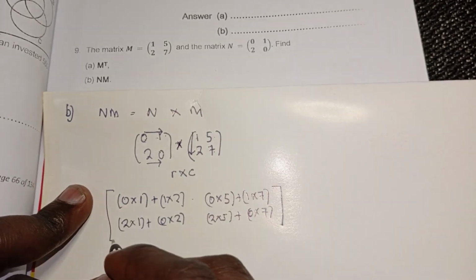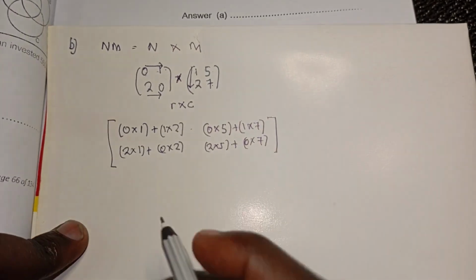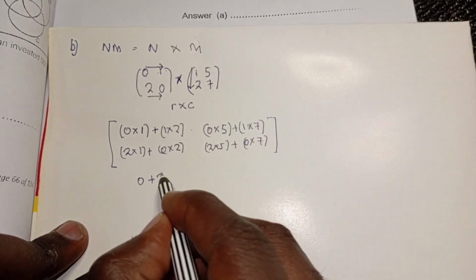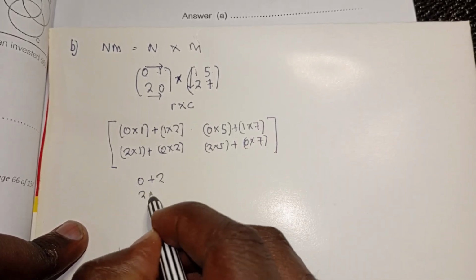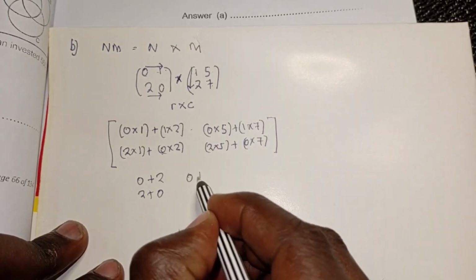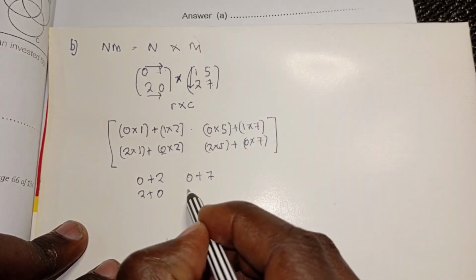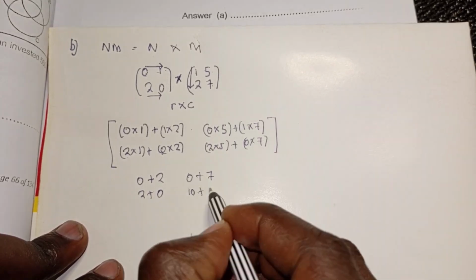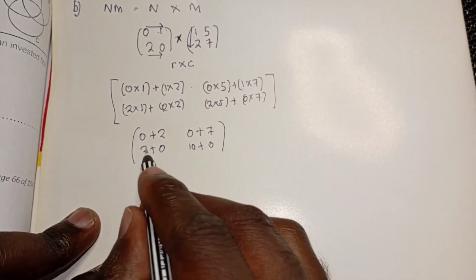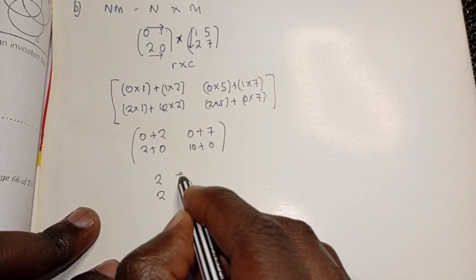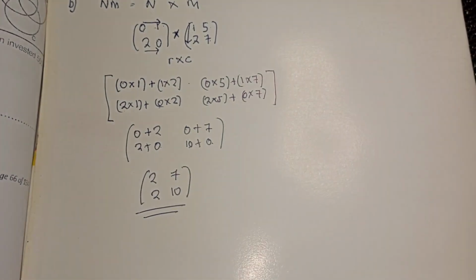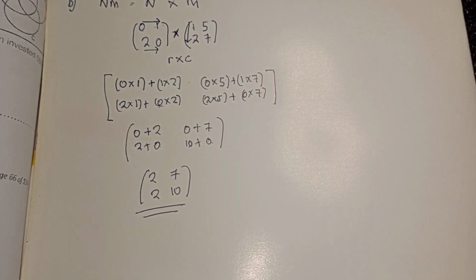Now that you've done this, you finish it off. 0 by 1 is 0, plus 1 by 2 is 2. 2 by 1 is 2, plus 0 by 2 is 0. 0 by 5 is 0, plus 1 by 7 is 7. 2 by 5 is 10, plus 0 by 7 is 0. So the answers are 2, 7, 2, 10, and you are good to go. That's how we answer this question.